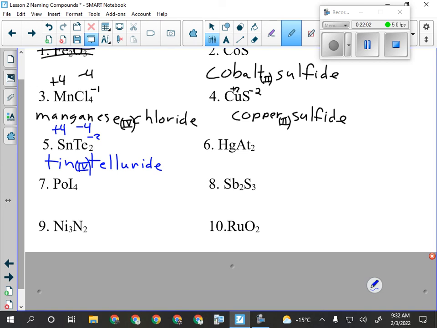So for number 6, Hg stands for mercury, and At is astatine, so this will be mercury, something, astatide. The charge on astatine is always -1. And how many astatines are there? 2. So how many negative charges are there? 2. If there are 2 negative charges, then there have to be 2 positive charges. Since there's only one mercury atom to do that, the charge on that mercury atom must be +2.